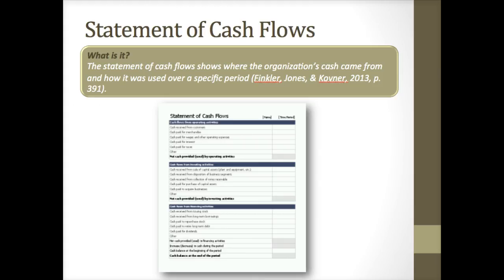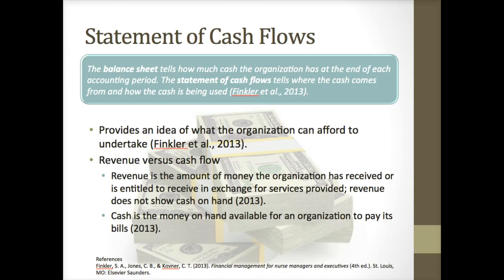Finally, the last financial statement in the core group of financial statements is the statement of cash flow. The statement of cash flows shows where the organization's cash came from and how it is used over a specific period. Something I found interesting about the statement of cash flows is that where the balance sheet tells how much cash the organization has at the end of each accounting period, the statement of cash flows tells where the cash comes from and how the cash is being used. This provides an idea of what the organization can afford to undertake.